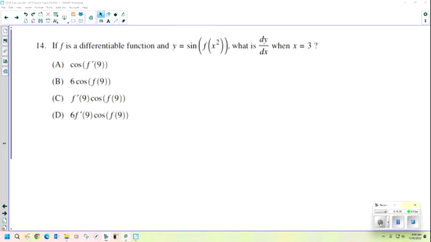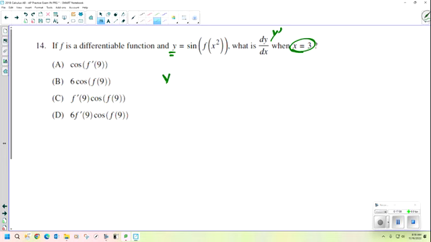Right, number 14. None of the problems, 11, 12, or 13, have been quick. This one's going to be a little bit quicker, but again, the explanations come along with it. Okay? So 14 reads, if f is a differentiable function and y equals sine of f of x squared, what is dy dx when x is 3? All right, so basically, what is y prime? Derivative of y at an x value of 3.